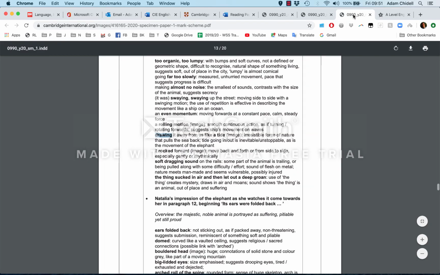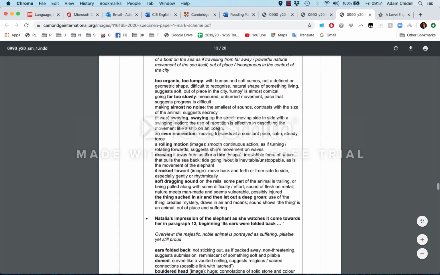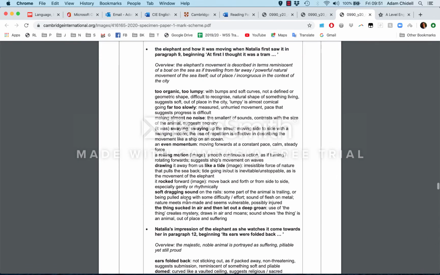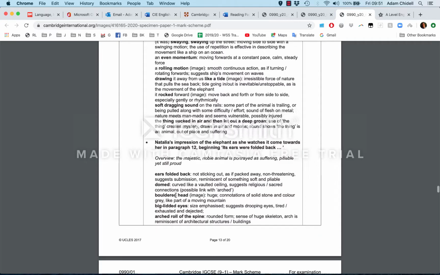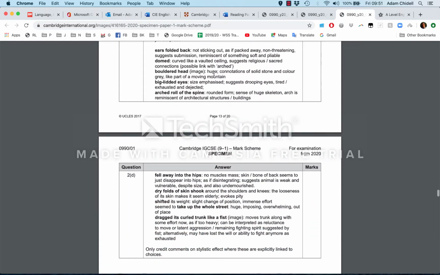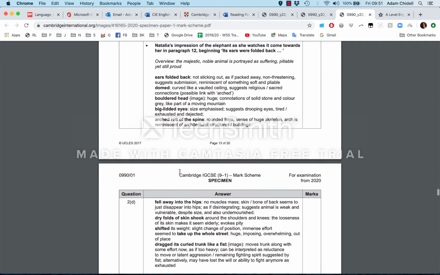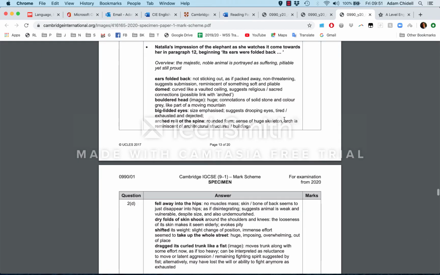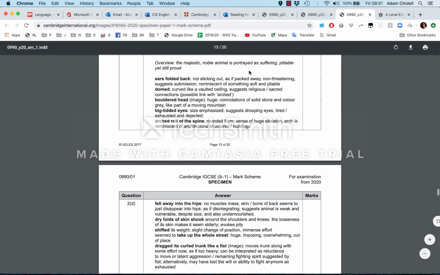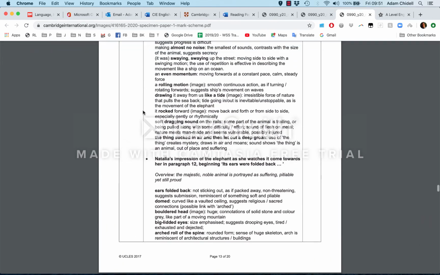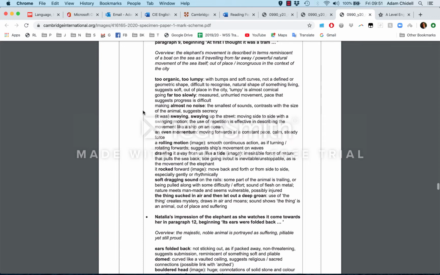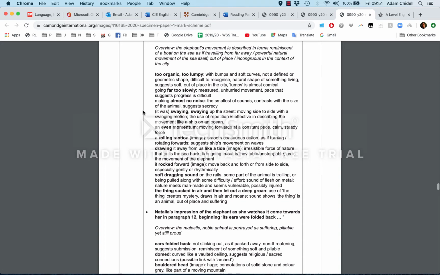Right, so let's have a look now at the mark scheme, and you can see there are plenty of choices. All of these are for paragraph 9, and then all of these are for paragraph 12. So there are plenty of things that you can pick from, and it might be worth pausing this video at some point and looking through very clearly what they have chosen. That might help you get a feel for the kind of thing that you should be trying to pick out when you come to write your answer.